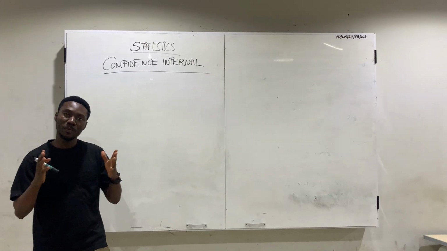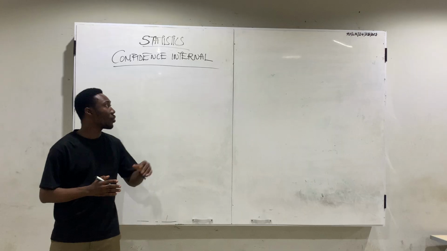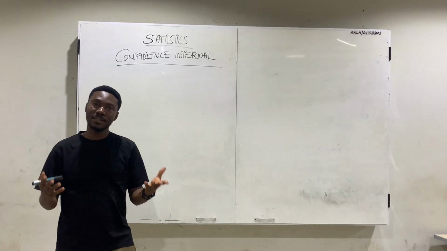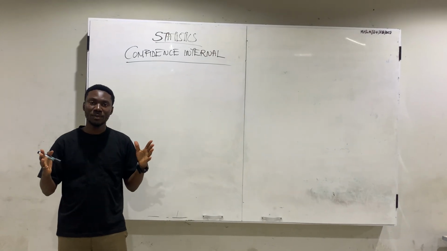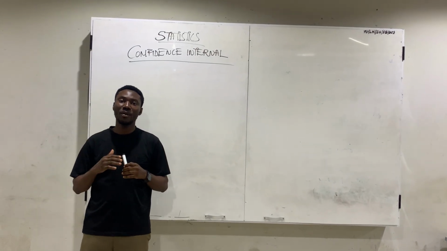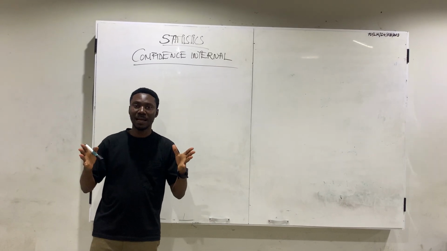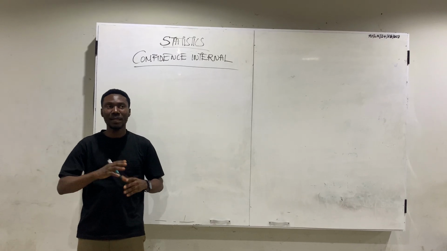So today we'll be talking about confidence interval in statistics. Okay, confidence interval. Now, when we say confidence interval, it's simply a range of values within which we are reasonably confident that the true population parameter lies based on a sample data. Now, what does that mean?